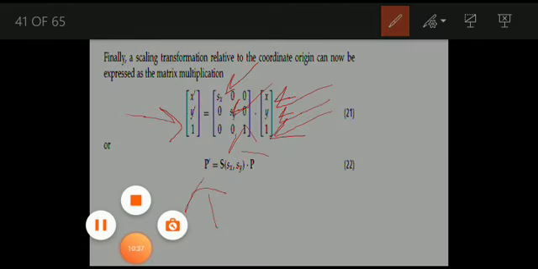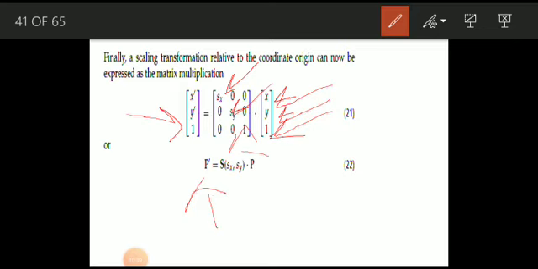Alright friends, I hope you're clear with the concepts of rotation. We have seen how we write the rotation function, or how we implement the rotation function in the form of OpenGL code. Also, we have seen the homogeneous matrix representation of all the three transformations, that is translation, rotation, and scaling.